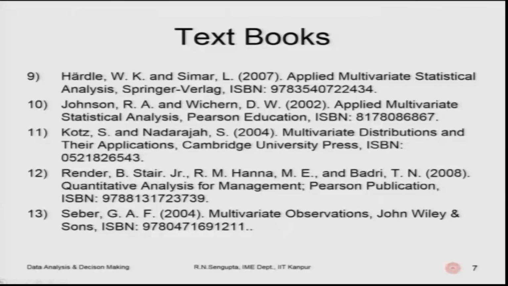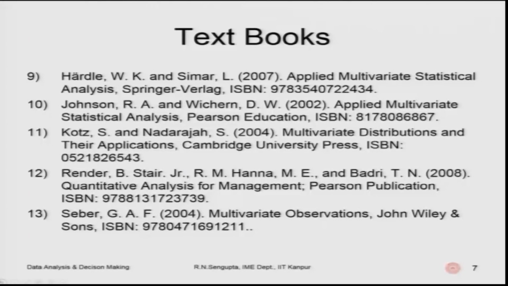A very good book in applied multivariate statistical techniques and their applications is Hardle and Simar, and another one, which is the 10th one, is Johnson and Wichern, which is a classic book, though old, it is definitely used. Multivariate distributions and their applications by Kotz and Nadarajah is a classic book from Cambridge.